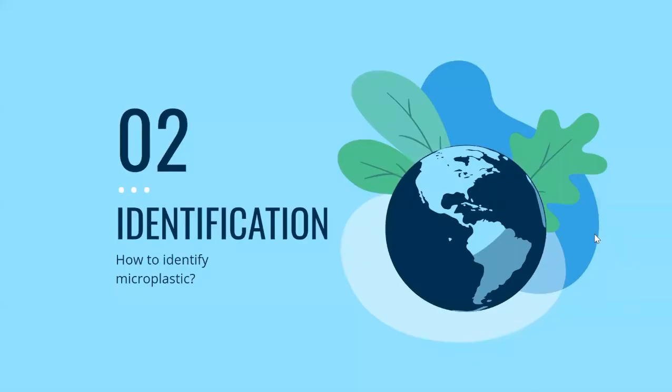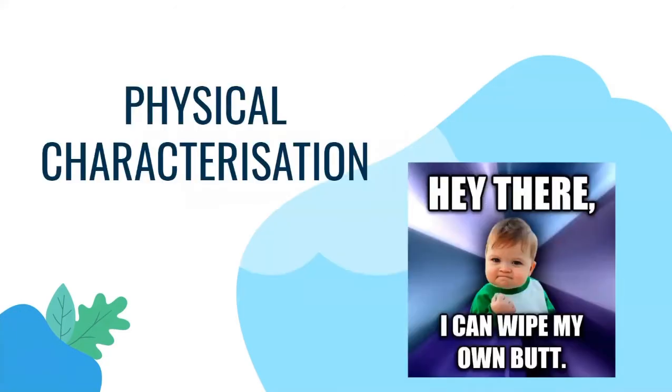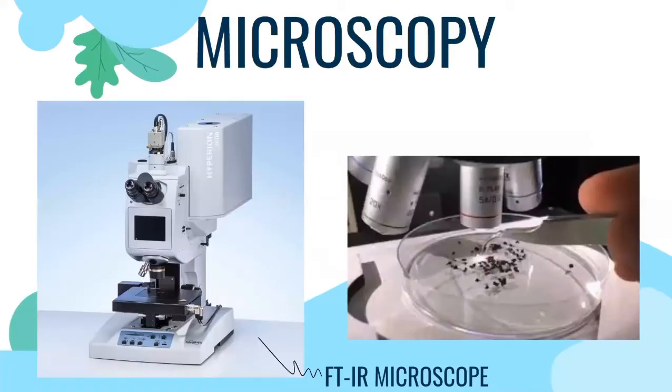How to identify microplastics? There are two ways to identify microplastics, either through physical characterization or chemical characterization. Physical characterization. The method used is microscopy. It is a simple, fast, and easy way to identify microplastics. However, it is possible to obtain a false positive result.